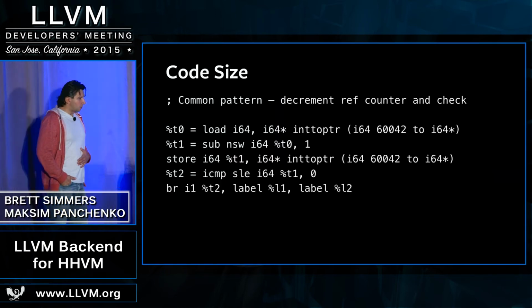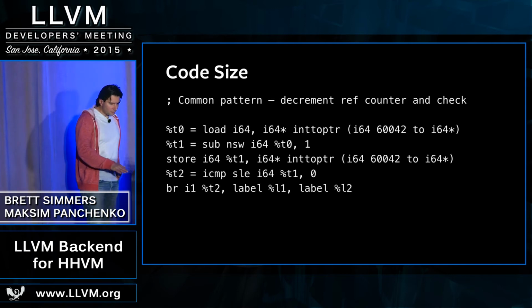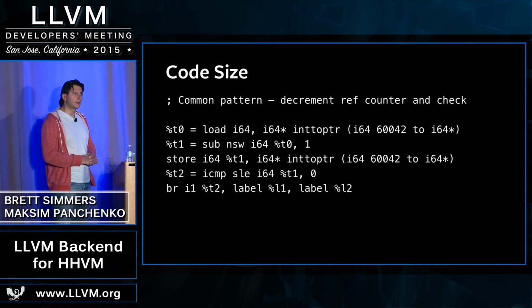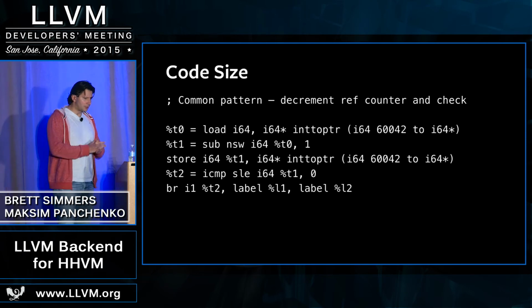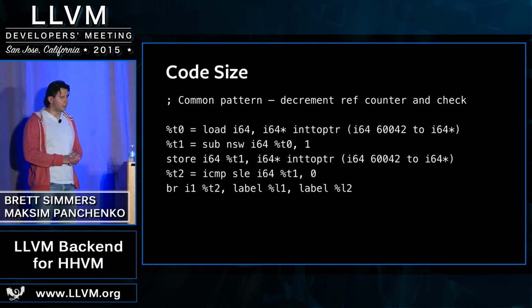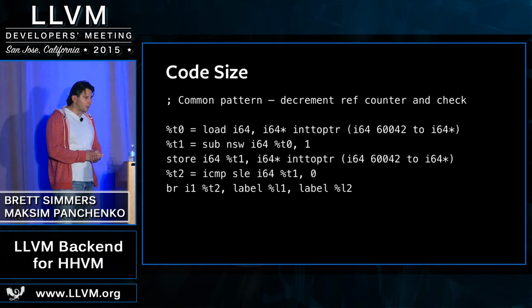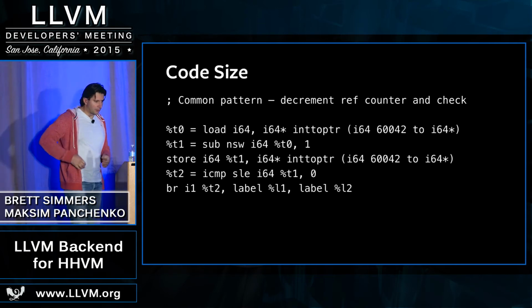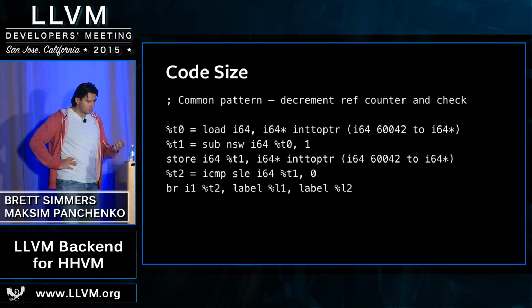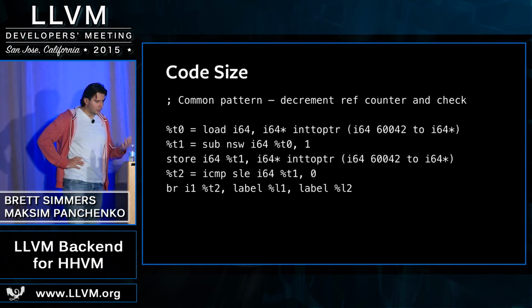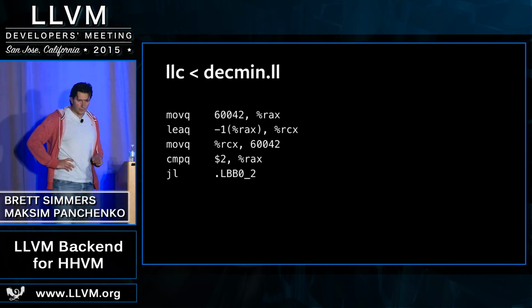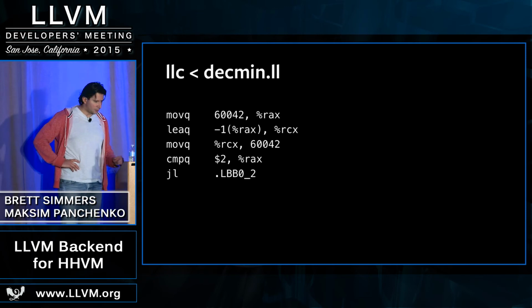We did tweaks for code size just by looking at the generated code and seeing what we can do. This is a fairly common pattern we have in HHVM, which uses ref counting. So we decrement the reference and check it against 0. About 5 instructions in IR: load the value, subtract 1, store it, do a comparison against 0, and branch on the result. This resulted in 5 instructions, which almost exactly correspond to what we had in IR.